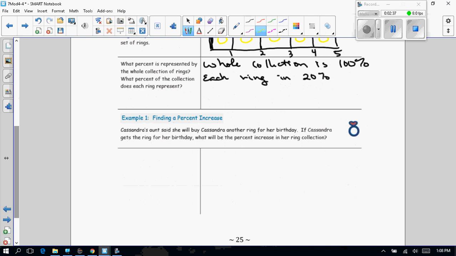Cassandra's aunt said that she will buy Cassandra another ring for her birthday. If Cassandra gets the ring for her birthday, what will be the percent increase in her collection? Well, 1 ring, we just said, was 20%. So in other words, she's going to have a 20% increase. Each ring was 20%. Pretty straightforward, pretty easy.